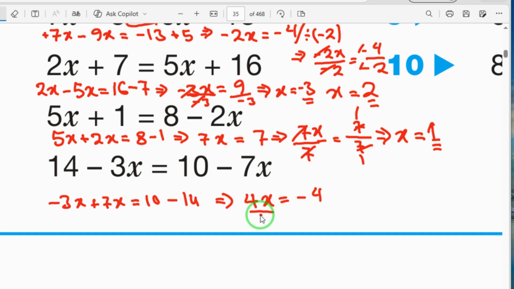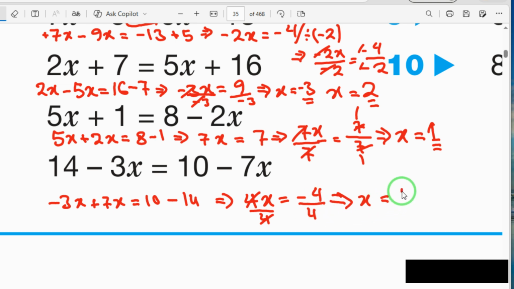Then we divide both sides of the equation by 4. Here simplify, only remain x the left side, and the right side 4 divided by 4 gave us 1, and negative divided by positive equal to negative. The answer is x is equal to minus 1.